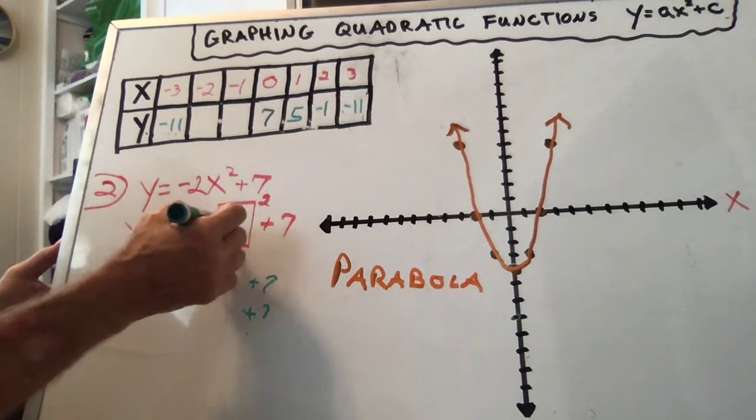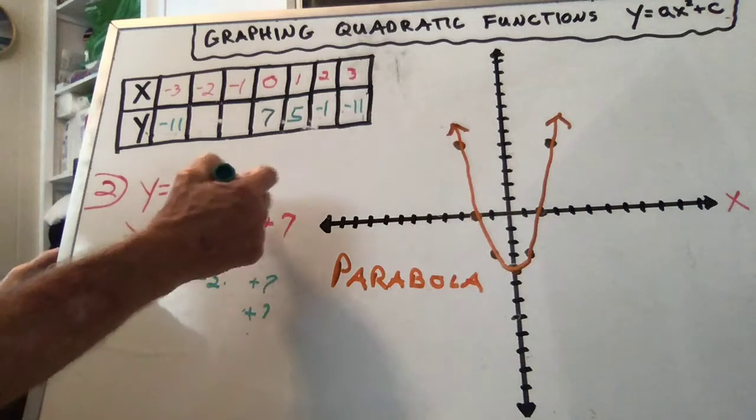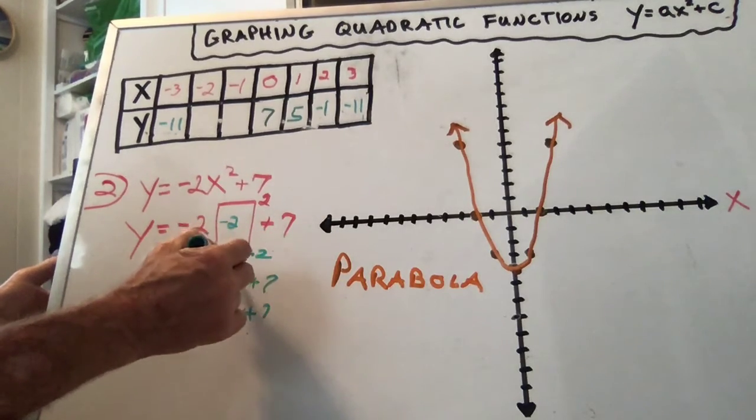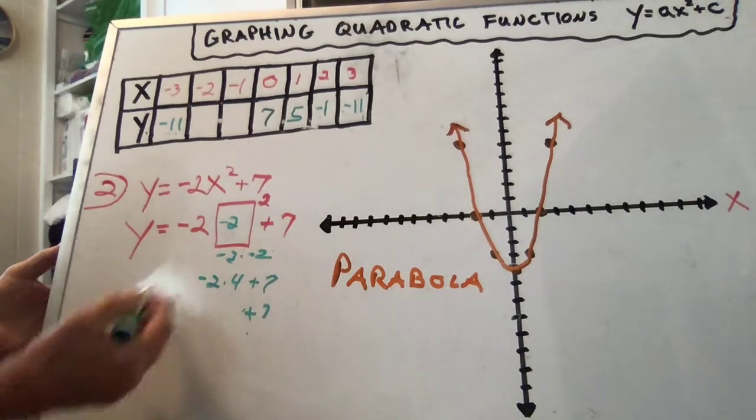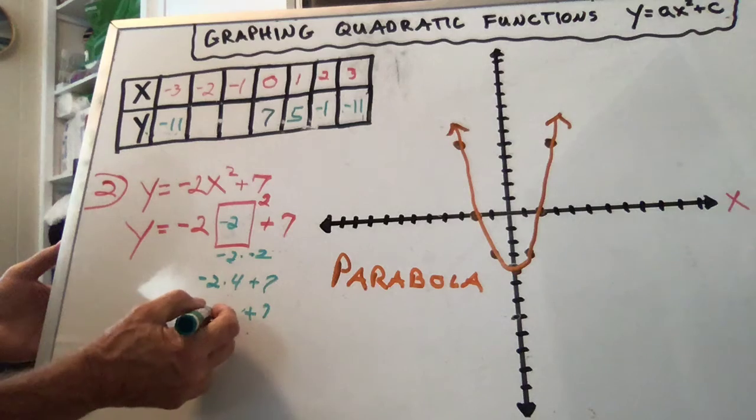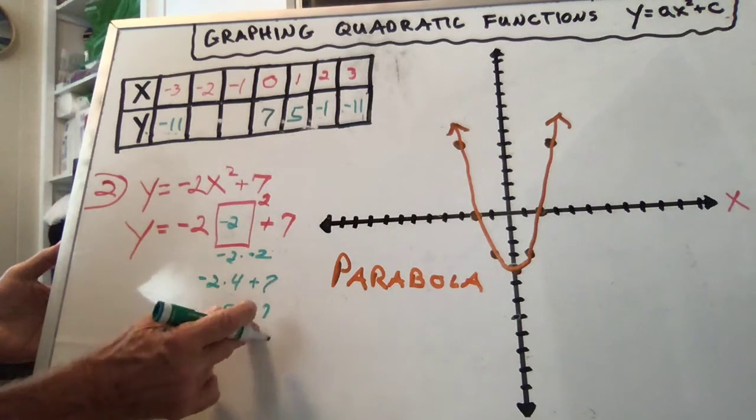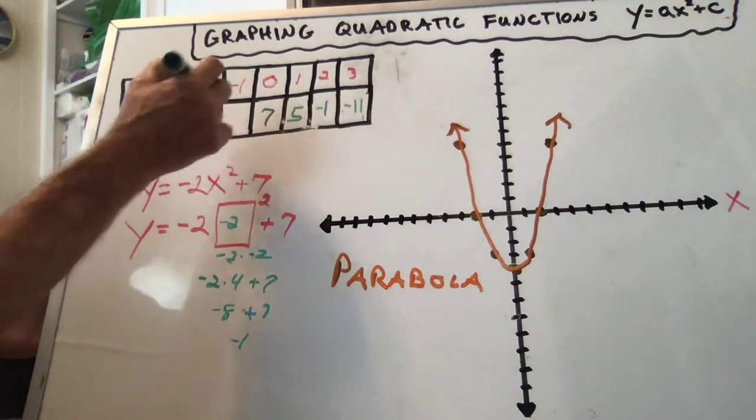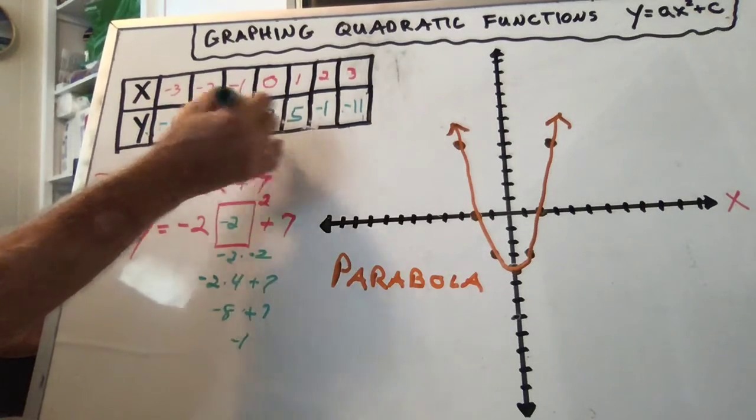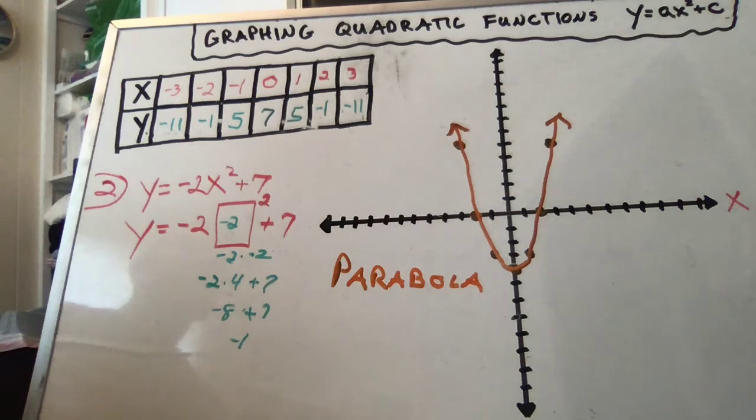Okay, so we're going to put a negative 2 here. Negative 2 times negative 2 is positive 4. So negative 2 squared is positive 4. Negative 2 times 4 is negative 8. Negative 1. Got it. So I'm going to go ahead and know that this one's going to be 5. And it will.